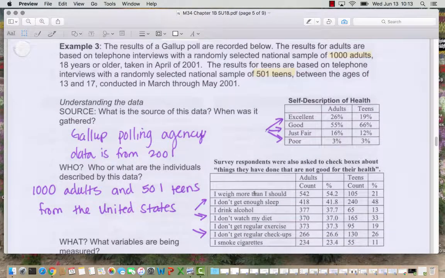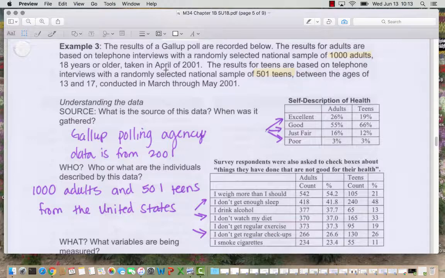Example 3 has the results from a Gallup poll. So we first want to think about the source of the data and when it was gathered. This is always our first question. Here it was coming from the Gallup Polling Agency, and this data is from 2001. The 1,000 adults who are 18 years or older were surveyed in April 2001. We see this as a randomly selected sample, so that tells us this is useful data. It's random. If it wasn't randomly selected, we know there might be biases.